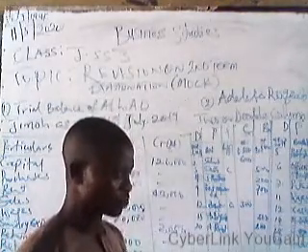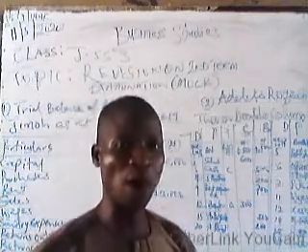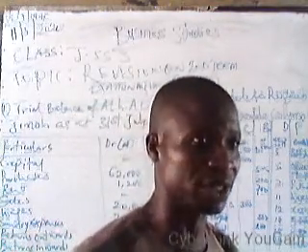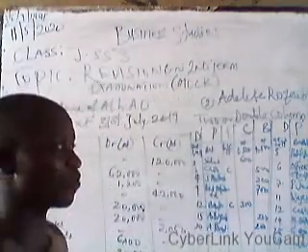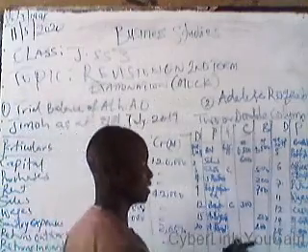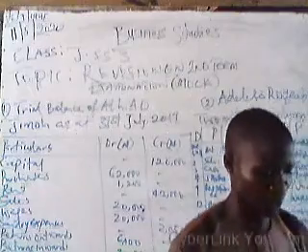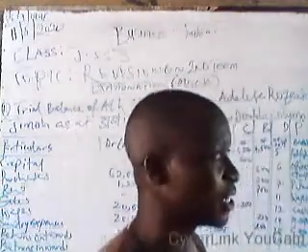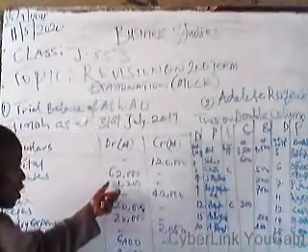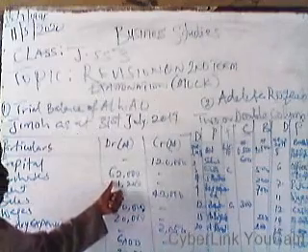Now, bought goods with cash. The word bought here simply means purchase. The past tense of buy is bought, and in accounting sense we call it purchases. And this purchase has to be debited in the trial balance. That's why you see us debiting it with 62,000 naira.